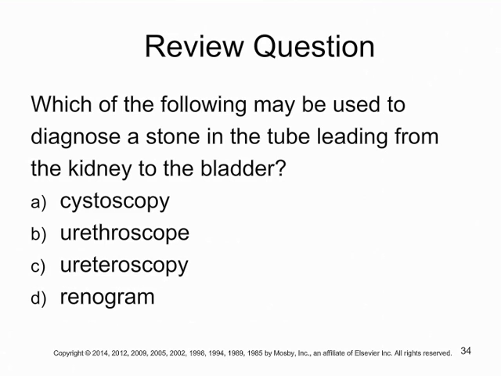So here, when you are trying to diagnose a stone in the tube leading from the kidney to the bladder, that would be the ureter. So you would use that as your word root. And then in this case, which of the following is used to diagnose, you would want the procedure. So C is the best answer, ureteroscopy. Urethroscope is used for the urethra, not the ureter. So please keep in mind those two word roots are separate.